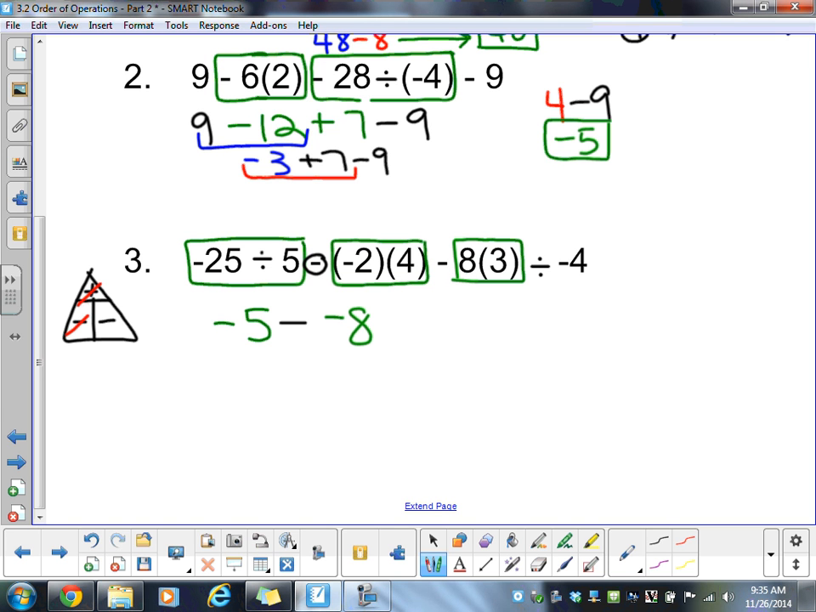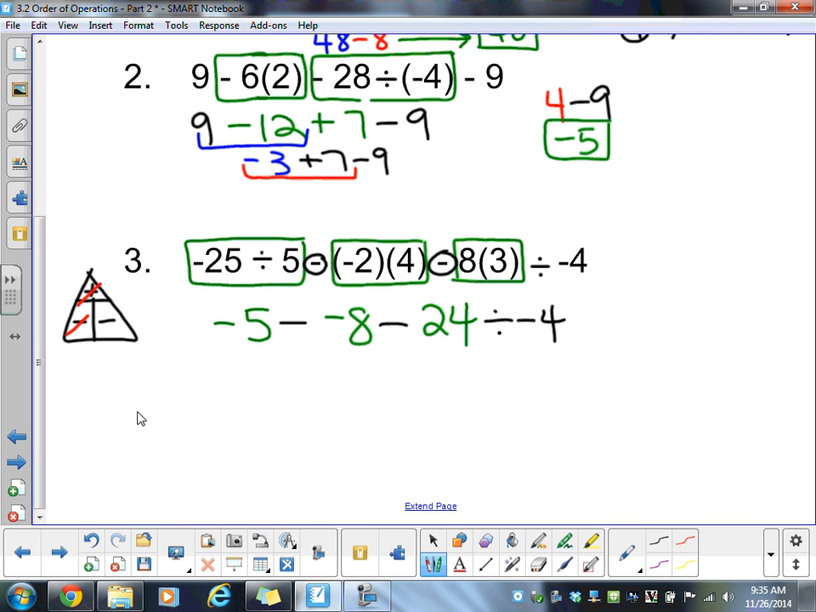I'm going to bring down my minus sign again. And now I'm going to do 8 times 3. Well, we talked about how we can't use our triangle for positive times positive, but we need to know that a positive times a positive is positive, in this case positive 24. And then I have my divided by negative 4 at the end.